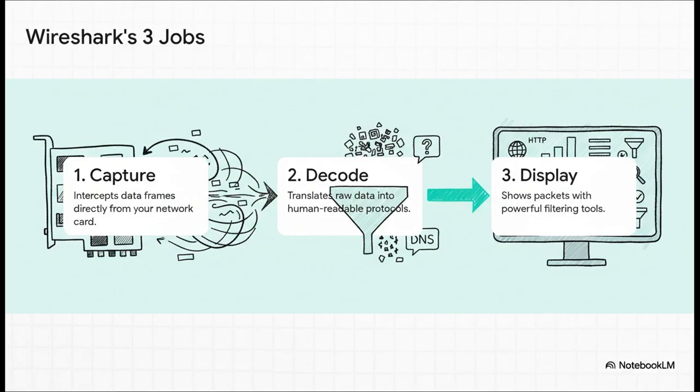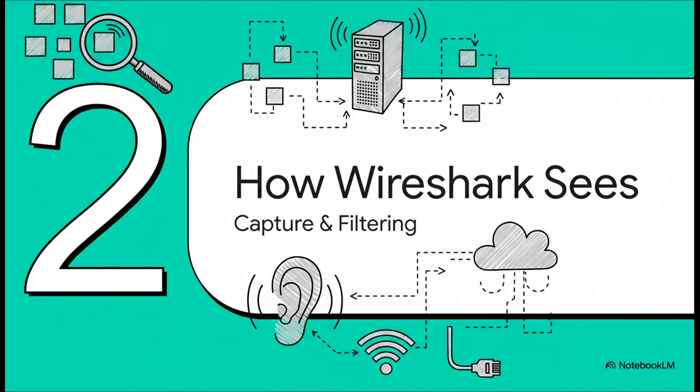First, it captures the raw data, snatching it right off your network hardware. Next, it decodes all that jumbled up data, translating it into protocols we can actually understand, like HTTP for websites. And finally, it displays everything with some seriously powerful tools to help you filter through the noise and find exactly what you're looking for.